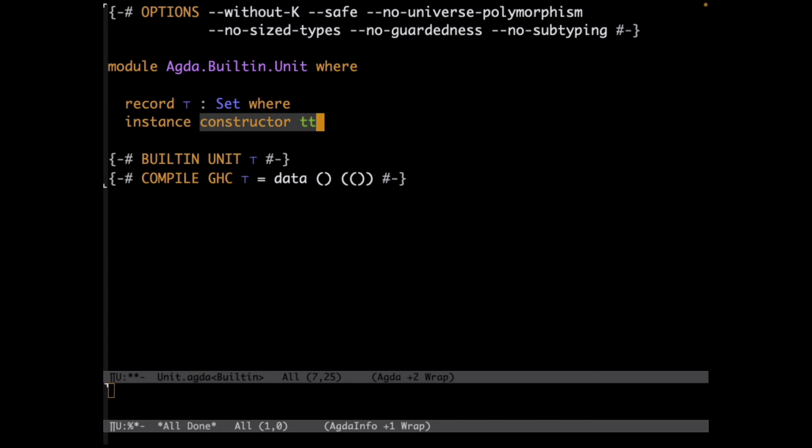Therefore, two elements of this type are equal if they have equal fields. But there are no fields, so this is vacuously true. So Agda believes that all elements of this type are equal.